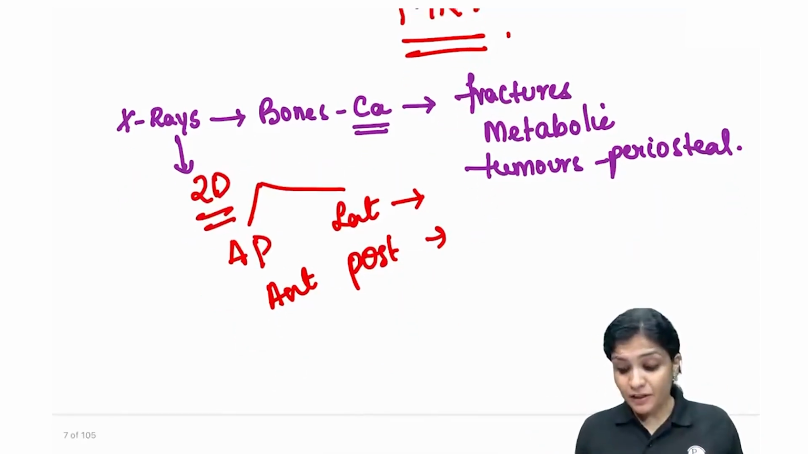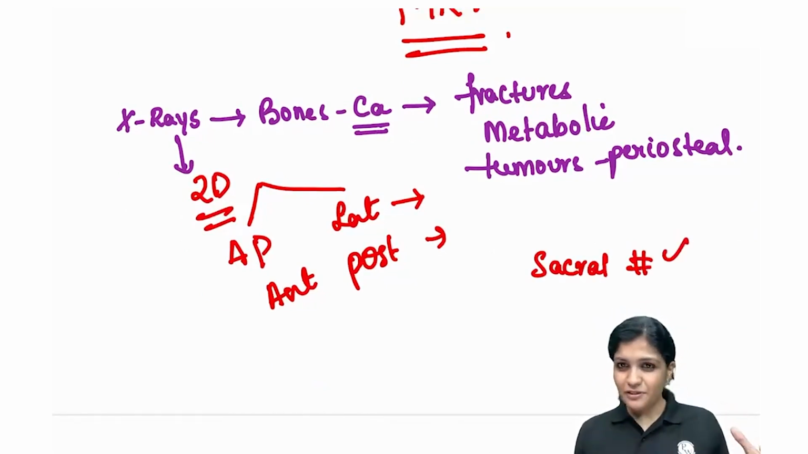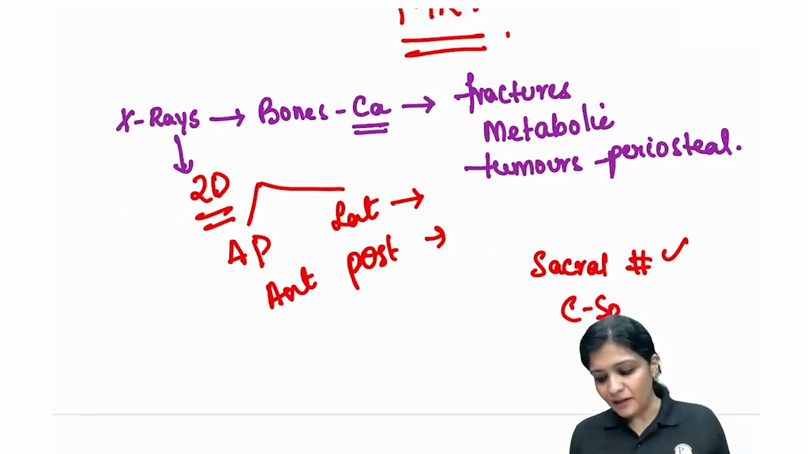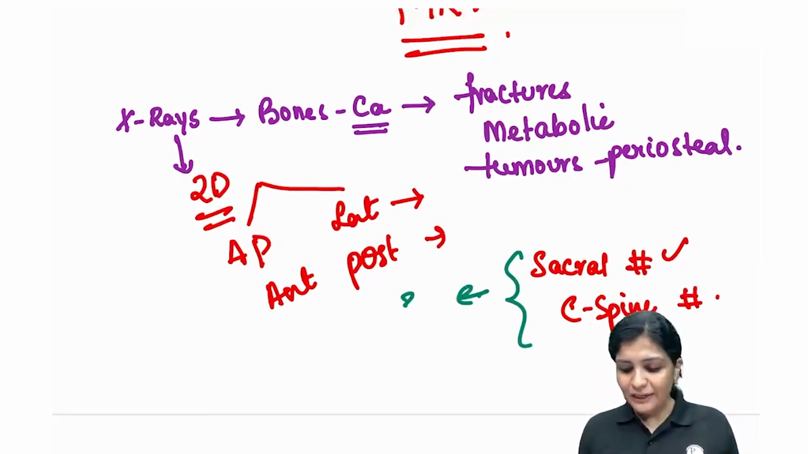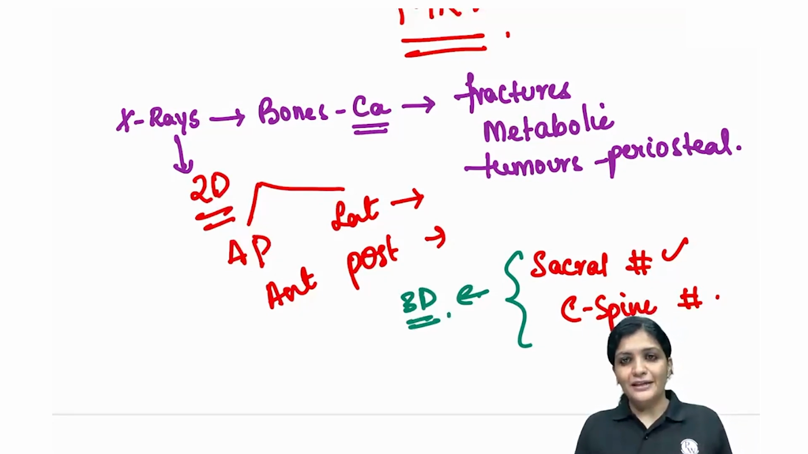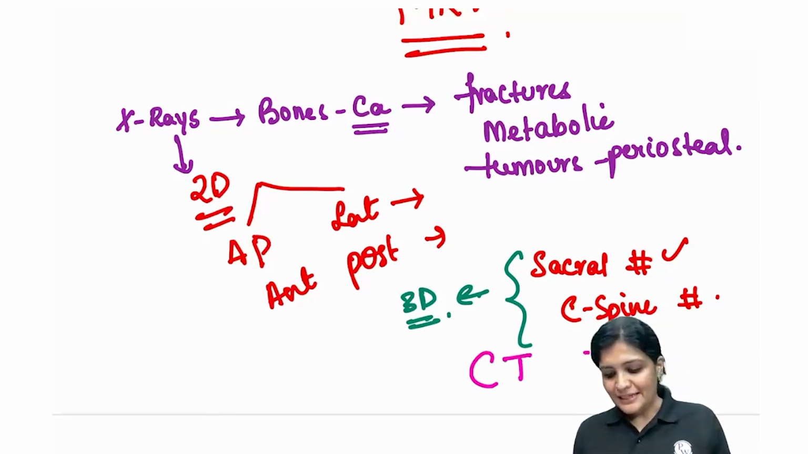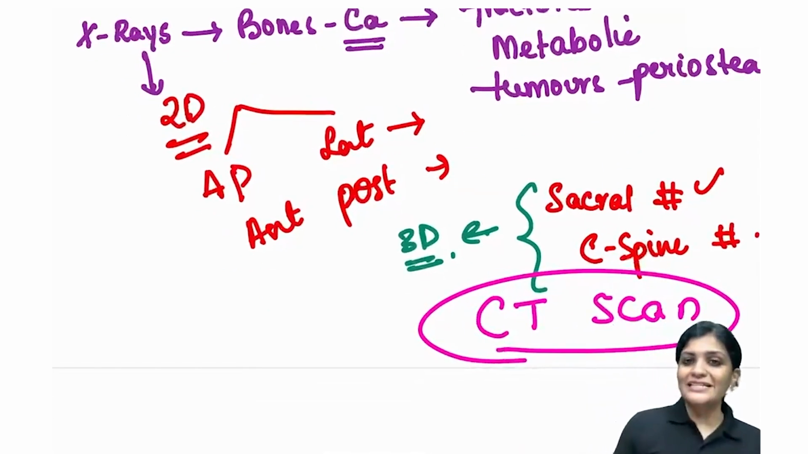Sometimes, will that be sufficient for diagnosing the fracture? For example, I'm talking about sacral fractures. Do you think the x-ray would be sufficient? Cervical spine, would you think the x-ray would be sufficient? Then we go for something which gives us the 3D image. So what is that thing which gives us the 3D image? That is your CT scan. So what is CT scan? It is computed tomography. What is computed tomography? It is the depth.